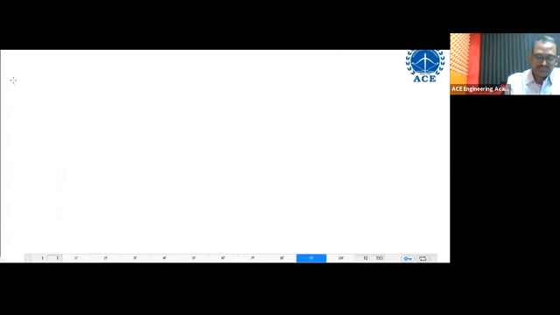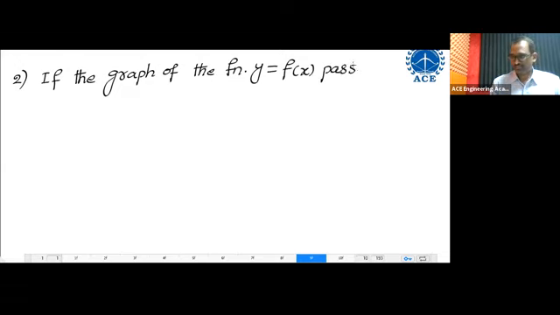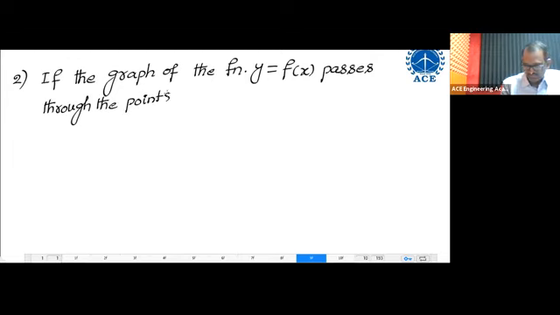Problem number 2. Write down. If the graph of the function y is equal to f of x passes through the points (0, -3), (1, -1), and (2, 3).